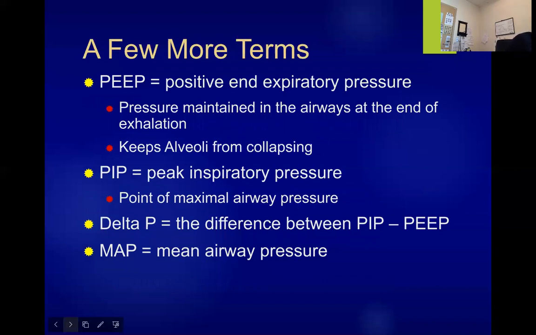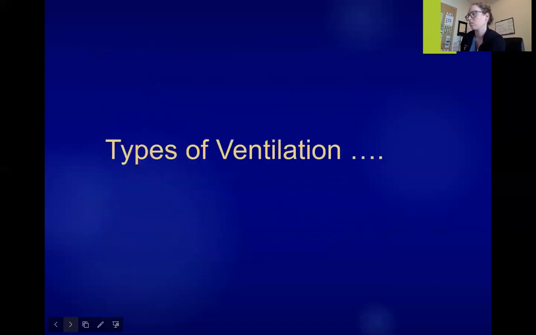So PEEP is the positive end-expiratory pressure. It's the pressure maintained in the airways at the end of exhalation, and that's what's going to keep your alveoli from collapsing. And then your peak inspiratory pressure, or PIP, is the point of maximal airway pressure. And then the delta P is going to be the difference between your PIP and your PEEP, and your mean airway pressure is your MAP. So there's a lot of terms. Just want to make you guys familiar with it. You don't have to commit those to memory right now.